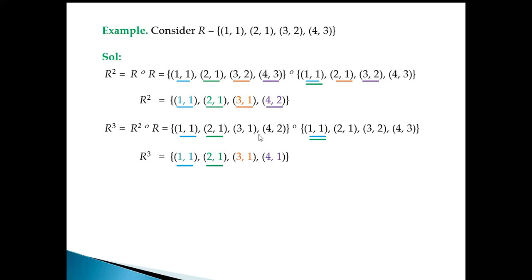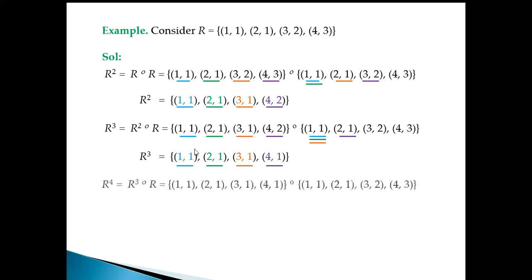Next, 3 is related to 1. So now 3 is related to 1, and 1 is related to 1. So comes 3 is related to 1. Next, 4 is related to 2. So 2 is related to which element? 2 is related to 1 here. So it means that 4 is related to 1. So like that we can calculate it by the composition. Clear? Next, we find here R to the power 4.